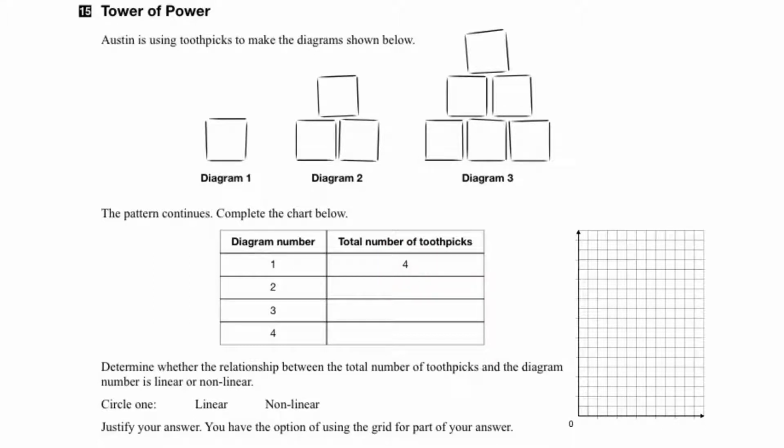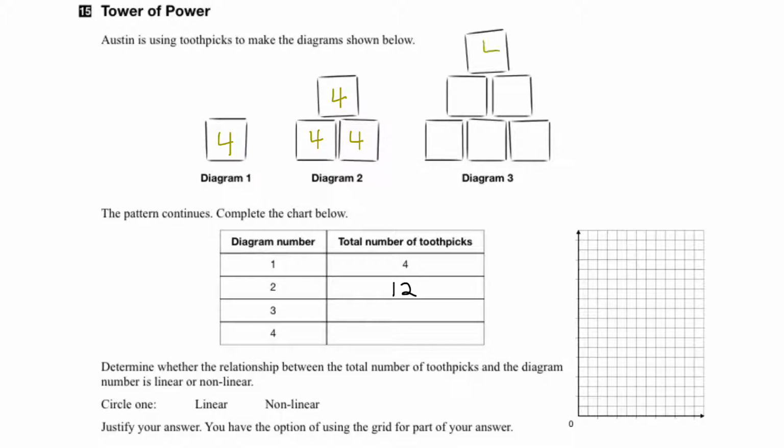So if I look at diagram number 1, you can see it's made up of 1, 2, 3, 4 toothpicks. So I'll put that number in there. And then for diagram 2 we could see that there would be 3 of these boxes, each with 4 toothpicks used to make them. So for diagram number 2 we'd have 4, 8, 12 toothpicks used. We can put that number here.